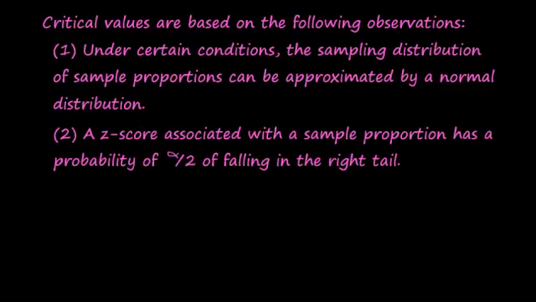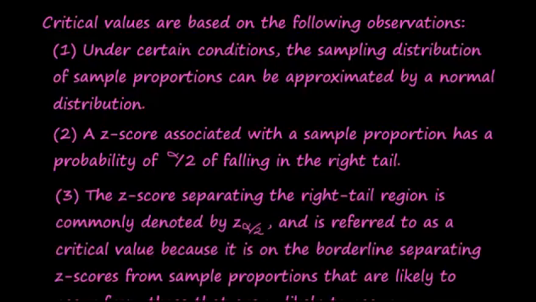Okay? A z-score associated with a sample proportion has a probability of alpha over 2 of falling in the right tail. And we'll get some drawings of this in just a minute for a better understanding. But that cutoff is alpha over 2 on the right end. Remember, we take our alpha and divide it by 2. So the right tail has alpha over 2 in the area on the right tail, and alpha over 2 in the area in the left tail.